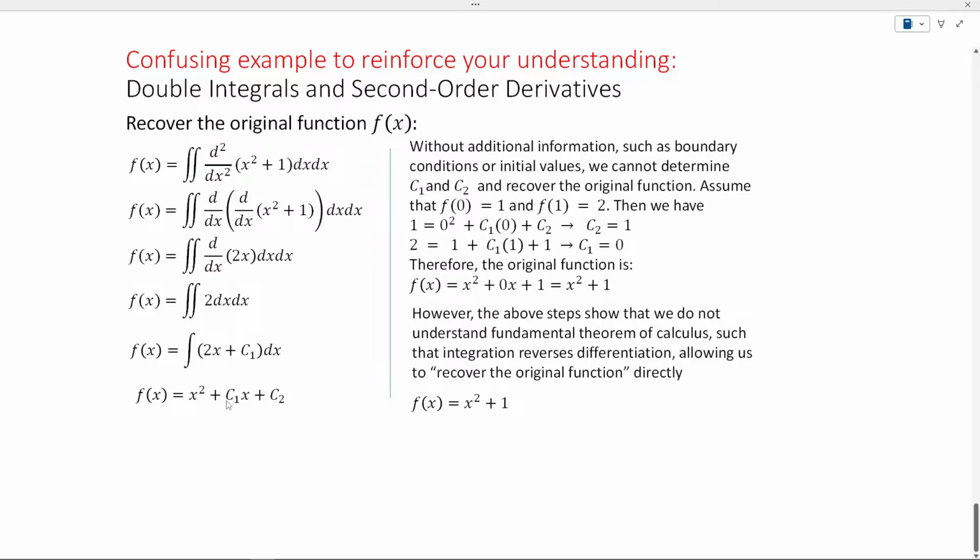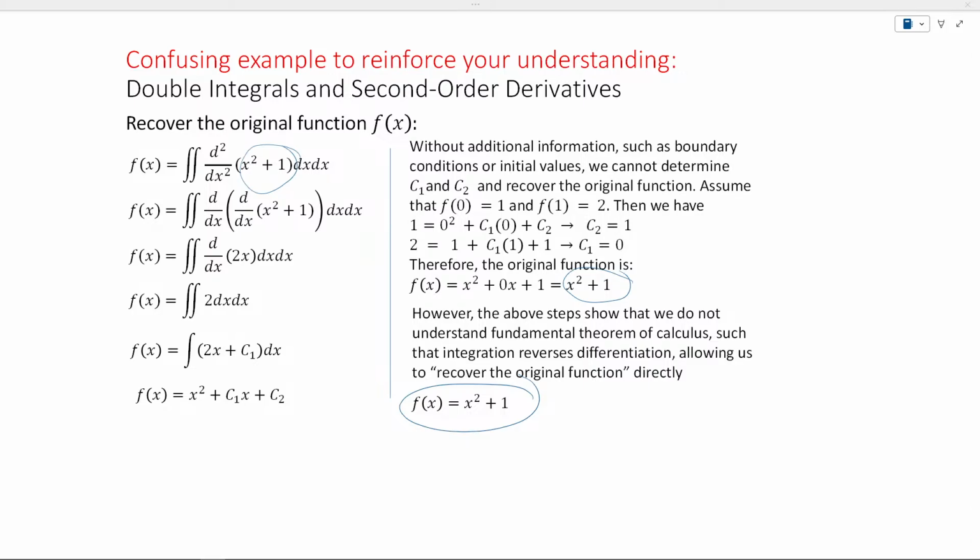In order to solve for these constants, I need to have some initial or boundary conditions. So now, okay, somebody gave me these conditions: at x equal to 0, my function is equal to 1, and at x equal to 1, my function is equal to 2. So I substitute these here, then I get c2 equal to 1 and c1 equal to 0, then I back substitute in my equation, and I get x squared plus 1. But somebody who understands the fundamental theorem of calculus, if you asked him this question, he will tell you the original function here is this one. So that's the lesson that I want you to know here.